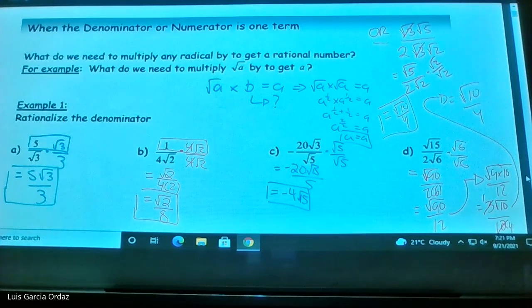So are you guys refreshed? Is this pretty easy? How are you guys feeling about rationalizing so far? Good so far, okay, perfect.